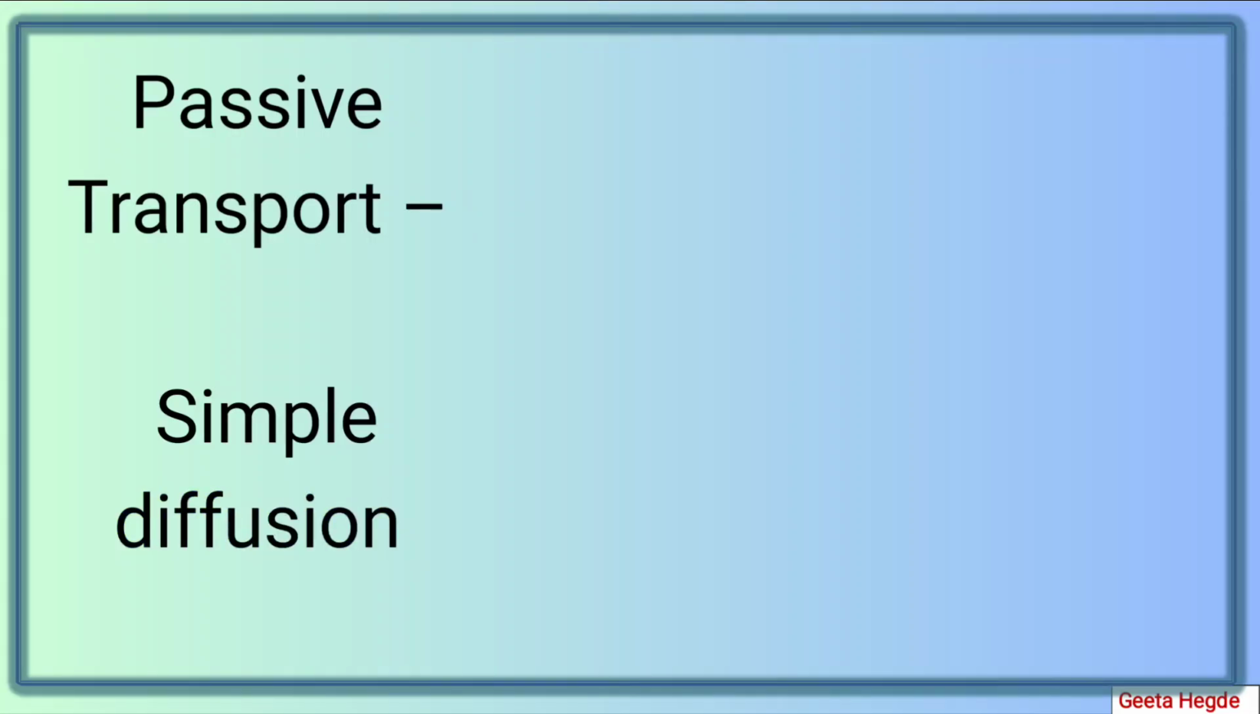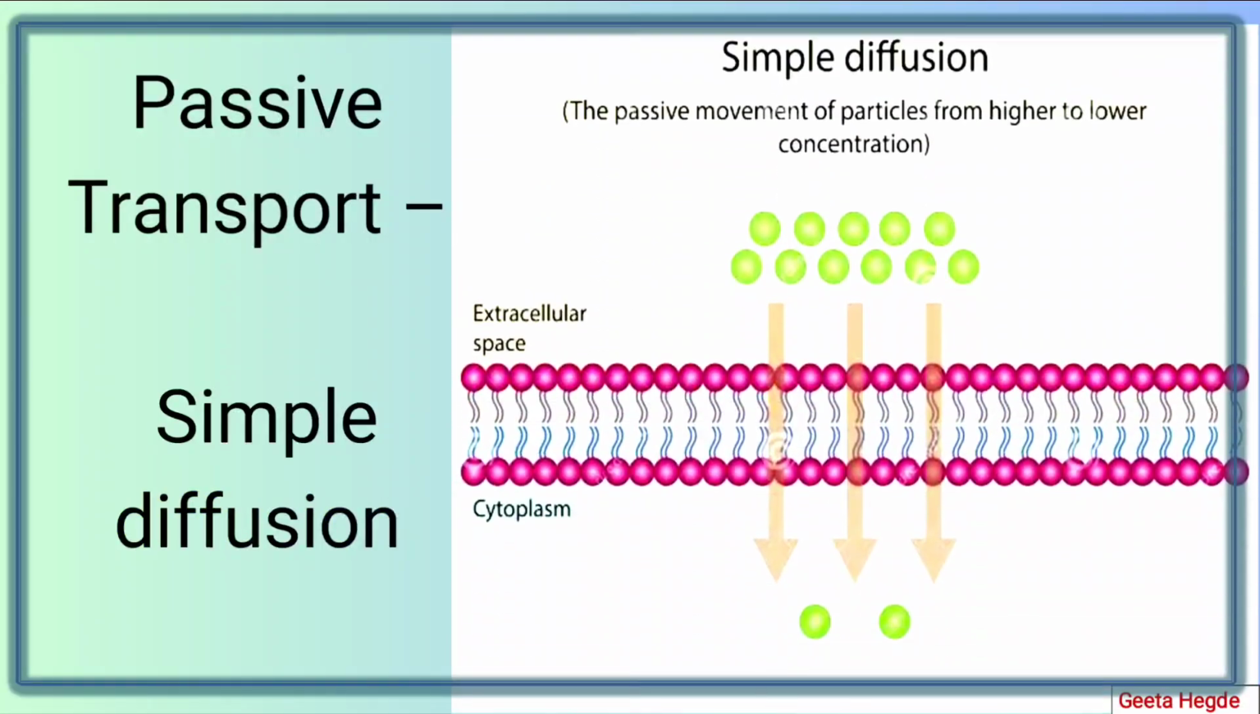Let us have a look at the types of passive transport. The types of passive transport are simple diffusion and facilitated diffusion. So what is simple diffusion? Let us have a look at it with the help of a diagram. Simple diffusion is the movement of molecules or ions from an area of higher concentration to an area of lower concentration. This continues till equilibrium is reached. This process relies solely on the natural kinetic energy of the molecules and does not require any external energy or specialized transport proteins.